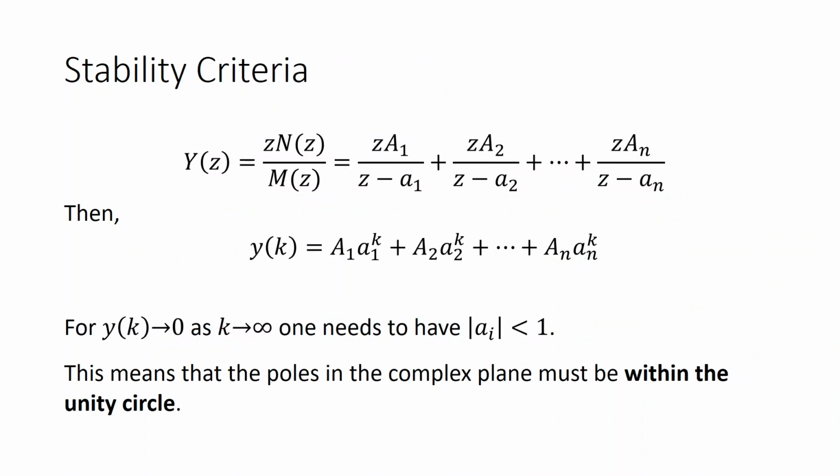What is the stability criteria? So you know there is a very famous stability criteria in the Laplace transform domain for continuous time systems, that the poles of the transfer function must be in the left half plane. So is there a stability criteria like that for Z transform, for Z transfer functions?